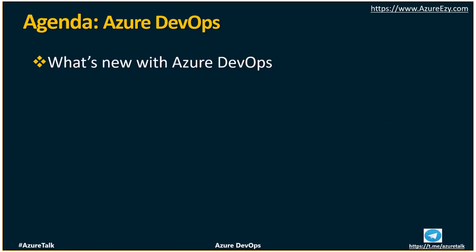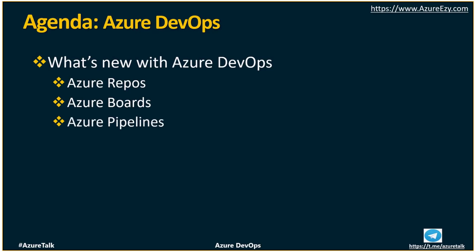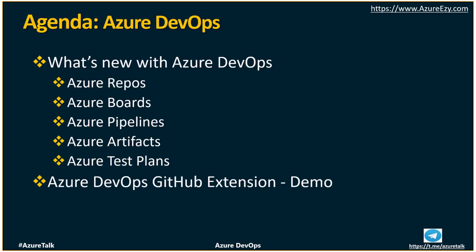Fine. Today we are going to talk about Azure DevOps, and this slide presents the agenda we will discuss in the next hour or so. We will start with what's new with Azure DevOps. There are several components that Microsoft has rebranded or introduced as completely new features. They are Azure Repos, Azure Boards, Azure Pipelines, Azure Artifacts, and Azure Test Plans.